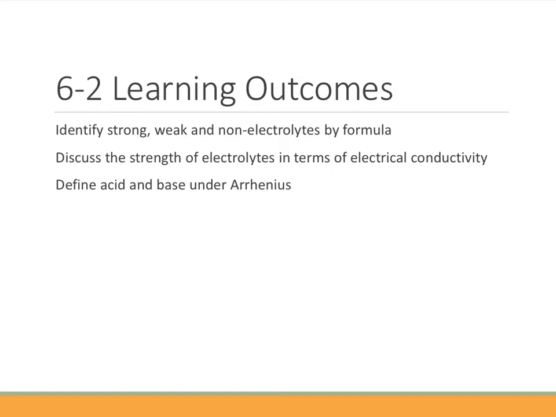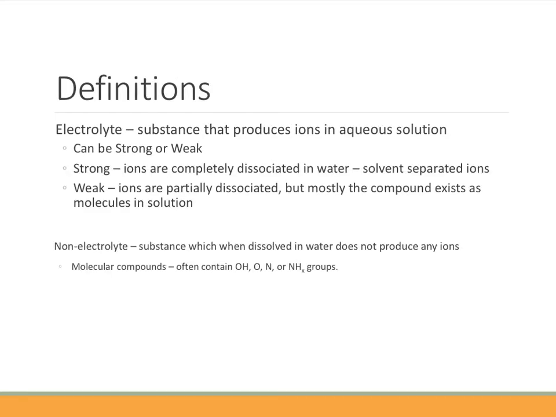We will look more at concentration units as we do more mathematical representations of solutions. In section 6.2, we're going to be able to identify strong, weak, and non-electrolytes by formula, discuss the strength of electrolytes in terms of the electrical conductivity, and define acid and base under Arrhenius. So an electrolyte is a substance that produces ions in an aqueous solution. Now, electrolytes can be strong or weak. Strong electrolytes are when the ions are completely dissociated in water. That is, they form these solvent-separated ion pairs. That's what we saw earlier in the sodium chloride example.